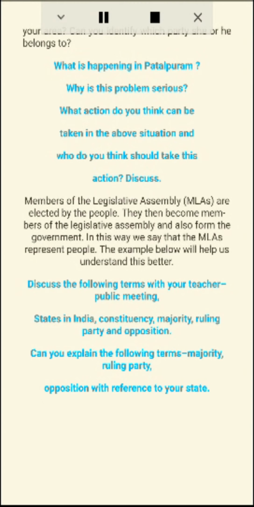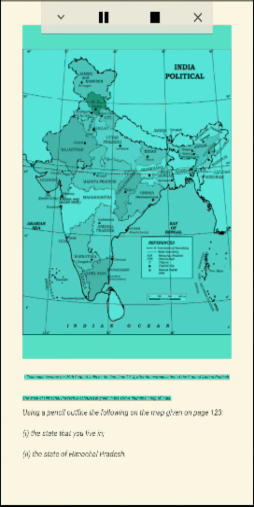Telangana became the 29th state of India on the 2nd of June 2014, after the reorganization of the state of Andhra Pradesh. The state of Himachal Pradesh is colored in green in the above thumbnail map of India. Using a pencil, outline the following on the map given on page 123: the state that you live in, and the state of Himachal Pradesh.